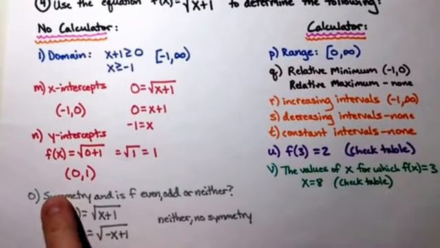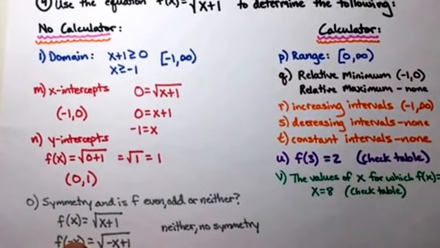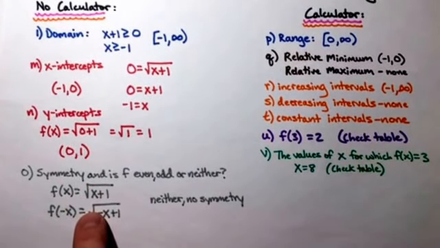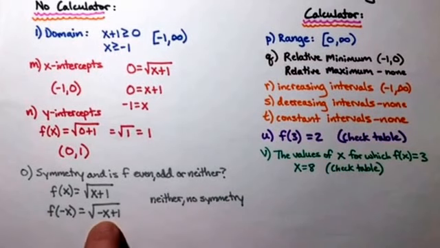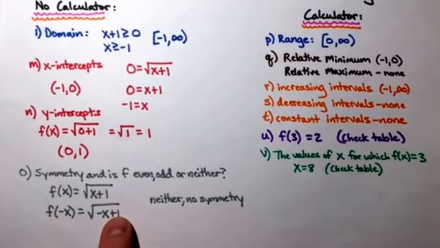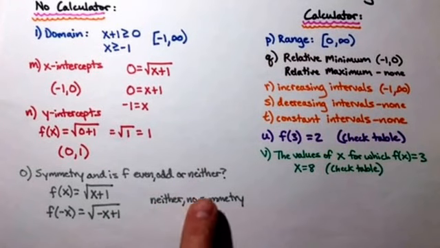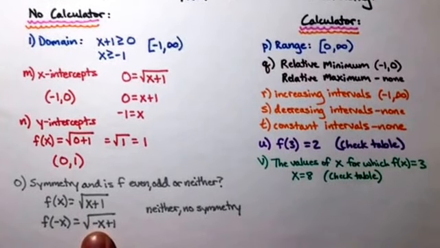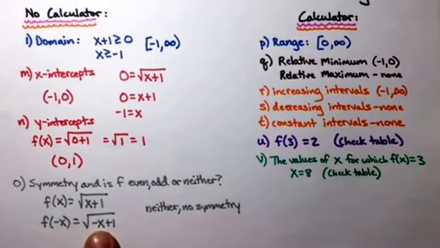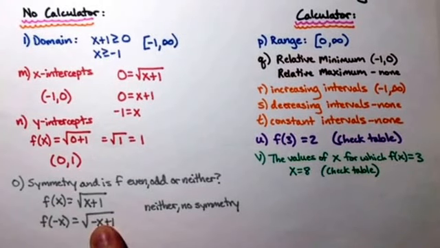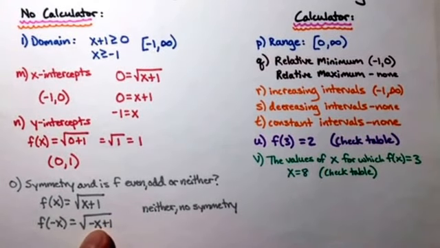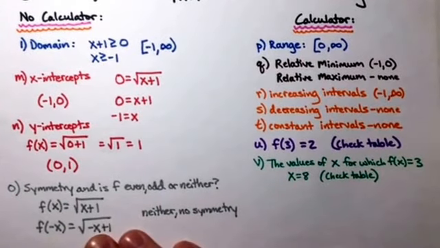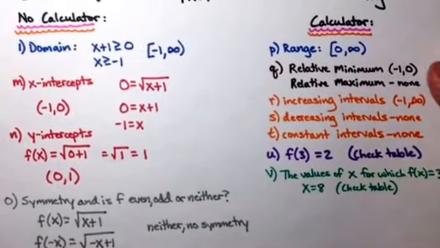The symmetry we could figure out by substituting negative x for x. So I had the square root of x plus 1, then I look at the square root of negative x plus 1. This means that one sign changed and one did not, so it would be neither, and it has no symmetry. We look for whether all the signs change, which would make it an odd function and symmetrical about the origin. Or we look at whether no sign changed when we plugged in negative x, and then it would be even and symmetrical about the y-axis. But again, this is neither, because only one sign changed out of the two.